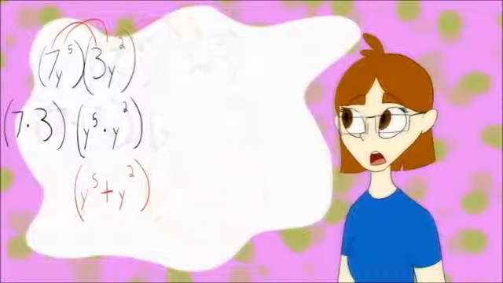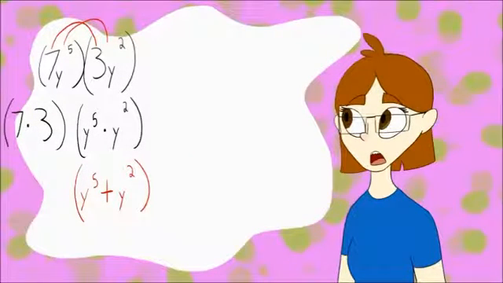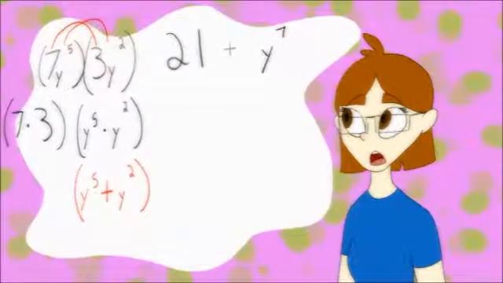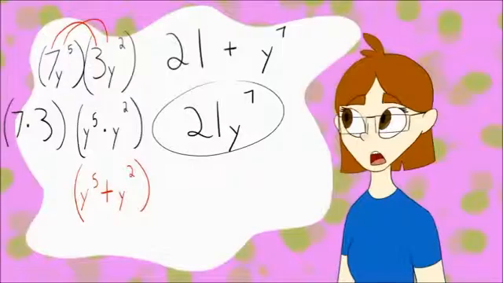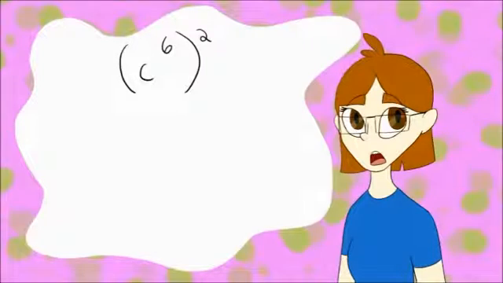So after multiplying the 7 and the 3 and adding the 5 and the 2, you should come up with 21 and y to the 7th. Put those two together and you have 21y to the 7th, which is your answer. Let's go on to another one, shall we? Here is our next problem.